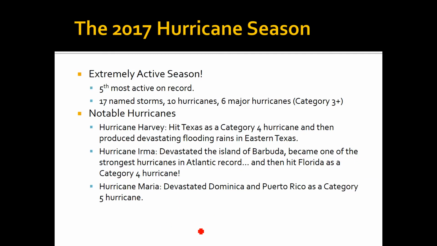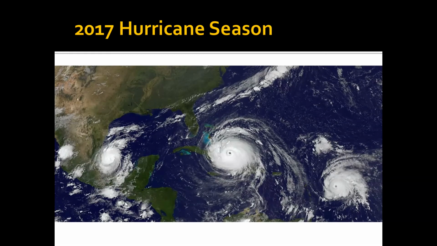And then Hurricane Maria, forgive me. This devastated Puerto Rico as a Category 5 hurricane. So these were some pretty devastating hurricanes. And they all happened one right after another. Now here's an image showing 3 hurricanes happening one right after another. This was taken all at the same time.